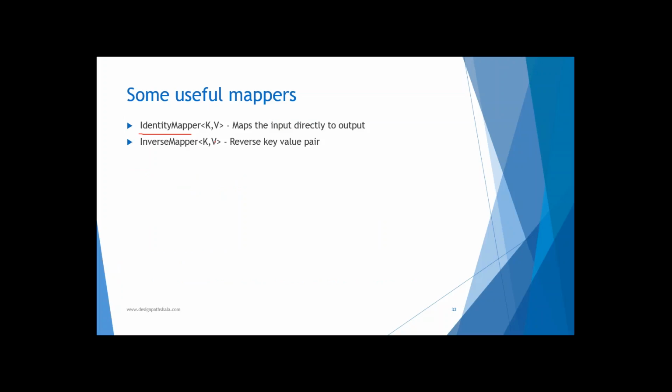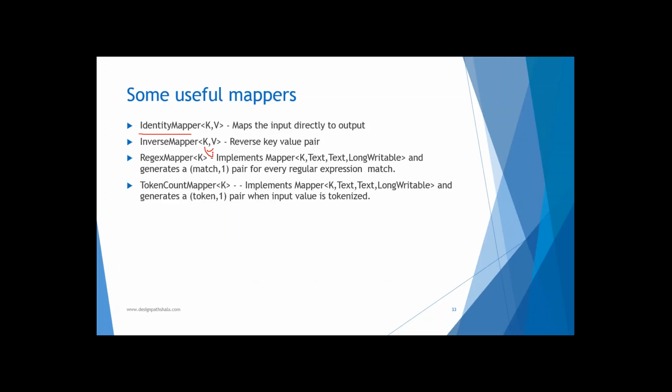Inverse mapper inverses it: the value becomes the key and the key becomes the value. Regex mapper basically generates a match and the count of the corresponding regex expression which you have given to it. Token counter counts the tokens.